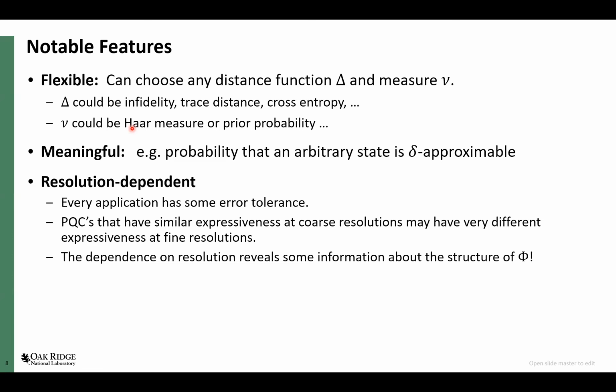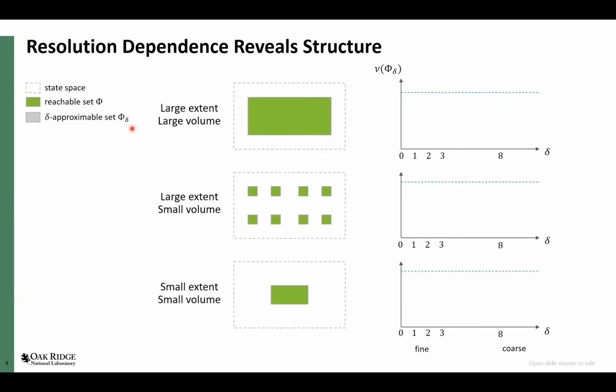But it's also important because you can have parameterized circuits that may seem to have the same expressiveness if you're looking at a very coarse resolution, but they may have very different expressiveness once you zoom in and look at fine resolutions. And so this is another knob for you to explore. And in fact, the way that the expressiveness depends on resolution can actually reveal something about the structure of the set of states that your circuit can realize. So let me show some cartoons to explain that.